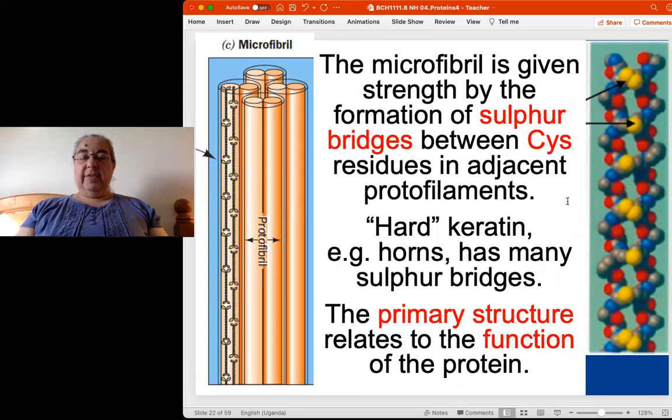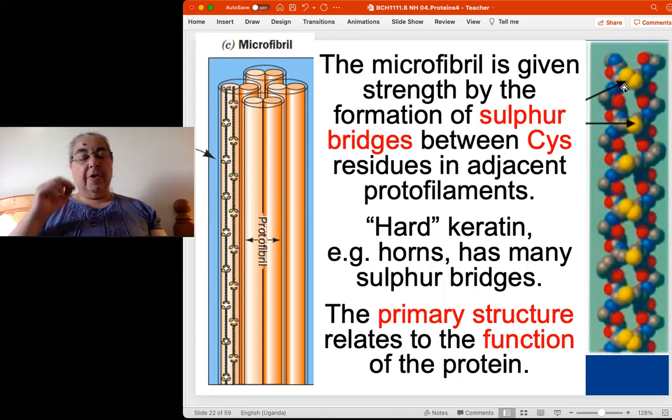So how does this relate to function? Well, the other important thing we see about keratin is that it can also form sulfur bridges between the two different protofilaments. So here are different protofilaments, and here represented in yellow are sulfur bridges, disulfide bonds. And the more disulfide bonds a protein is able to form, the harder the protein is.